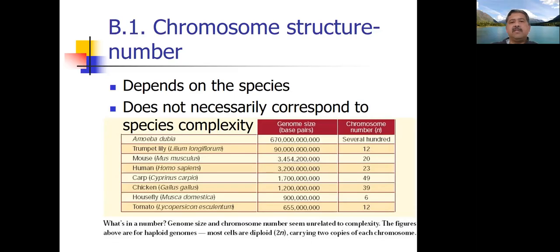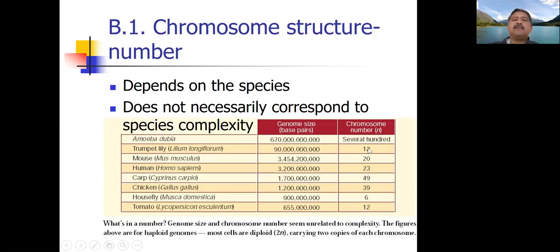So in mitosis, the chromosome structure that we're going to see in different species is consistent in individuals. Individuals of the same species have the same chromosome number, obviously. So you and I have 46 chromosomes. Lily plant has 12 chromosomes, 12 pairs of chromosomes.